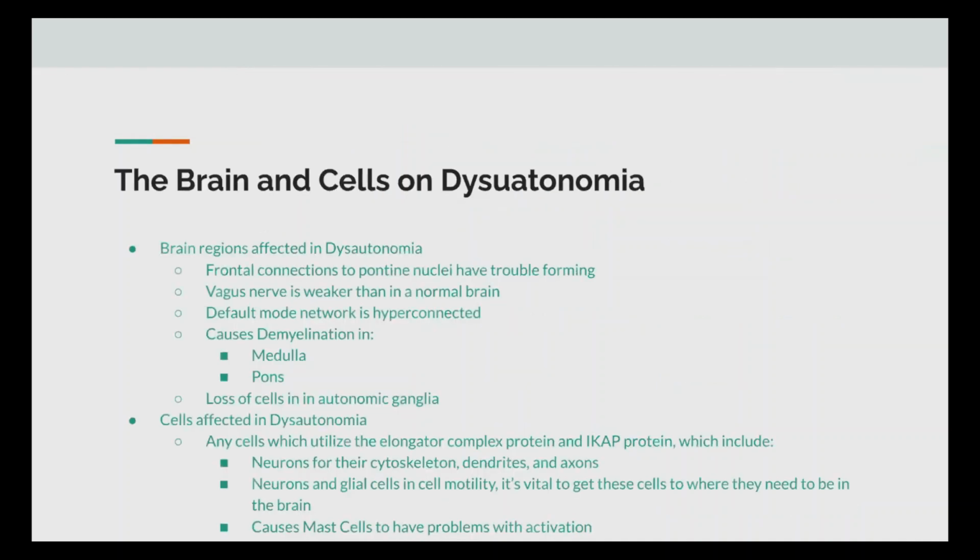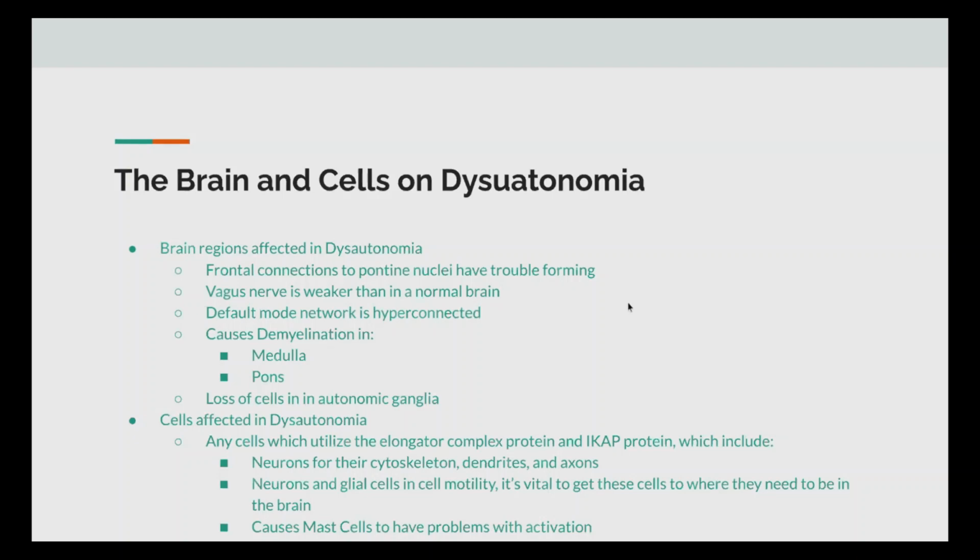So, brain and cells in dysautonomia. The main regions of the brain affected by dysautonomia are the frontal connections to the pontine nuclei, which have trouble forming, and these are the neurons that connect to the pons. And what the pons does is coordinate balance in the head, neck, and body, and play a primary role in eye movement, sleeping, dreaming, digestion, swallowing, breathing, and heartbeat, which is where you get tachycardia and the blood pressure regulation problems, which are hallmarks of dysautonomia.